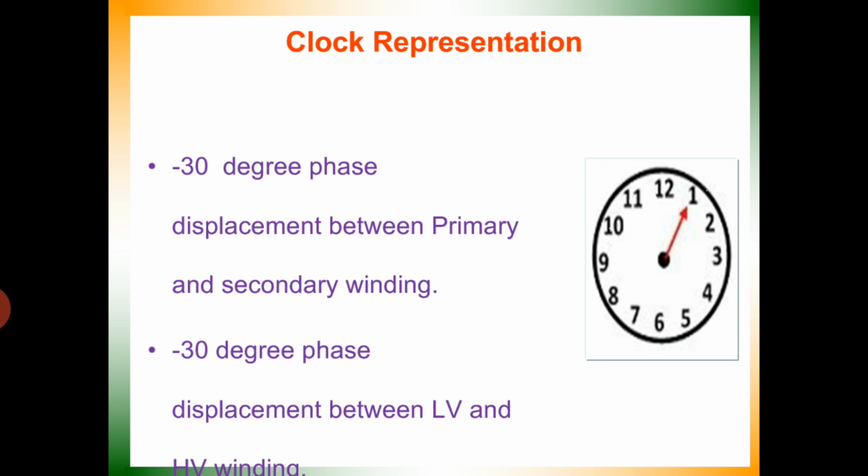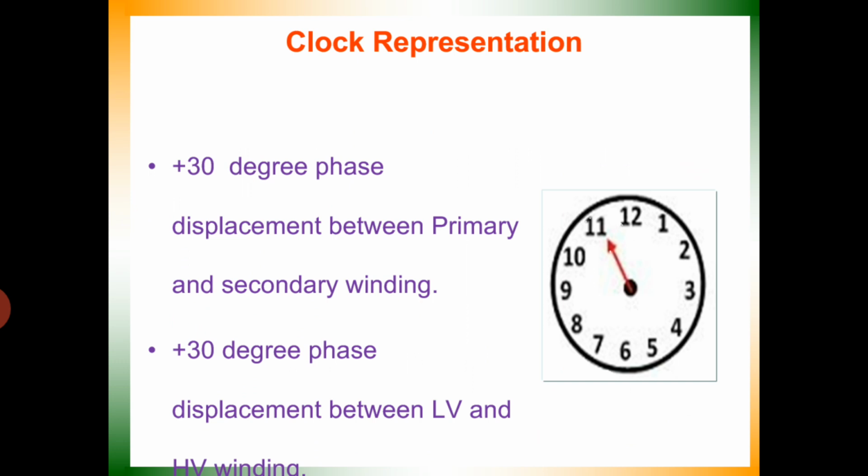In the second case, our clock shows 1 o'clock. In that case, there is a minus 30-degree phase displacement between primary and secondary winding. In another language, minus 30-degree phase displacement between LV and HV winding. In the third case, our clock shows 11 o'clock. In that case, there is a plus 30-degree phase displacement between primary and secondary winding. And in another language, plus 30-degree phase displacement between LV and HV winding.